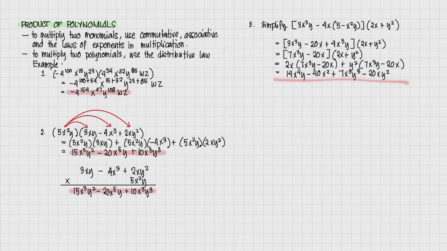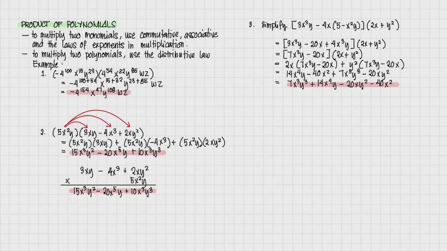So what you could probably do here is rearrange this by its degree, with the highest degree written first. So let's rewrite that. The first one, dito your degree is 6, then you have 5, you have 3, then you have 2. So let's write that: 7x cubed y cubed plus 14x raised to 4 times y minus 20xy squared and then minus 40x squared. And that's the final answer for our example.